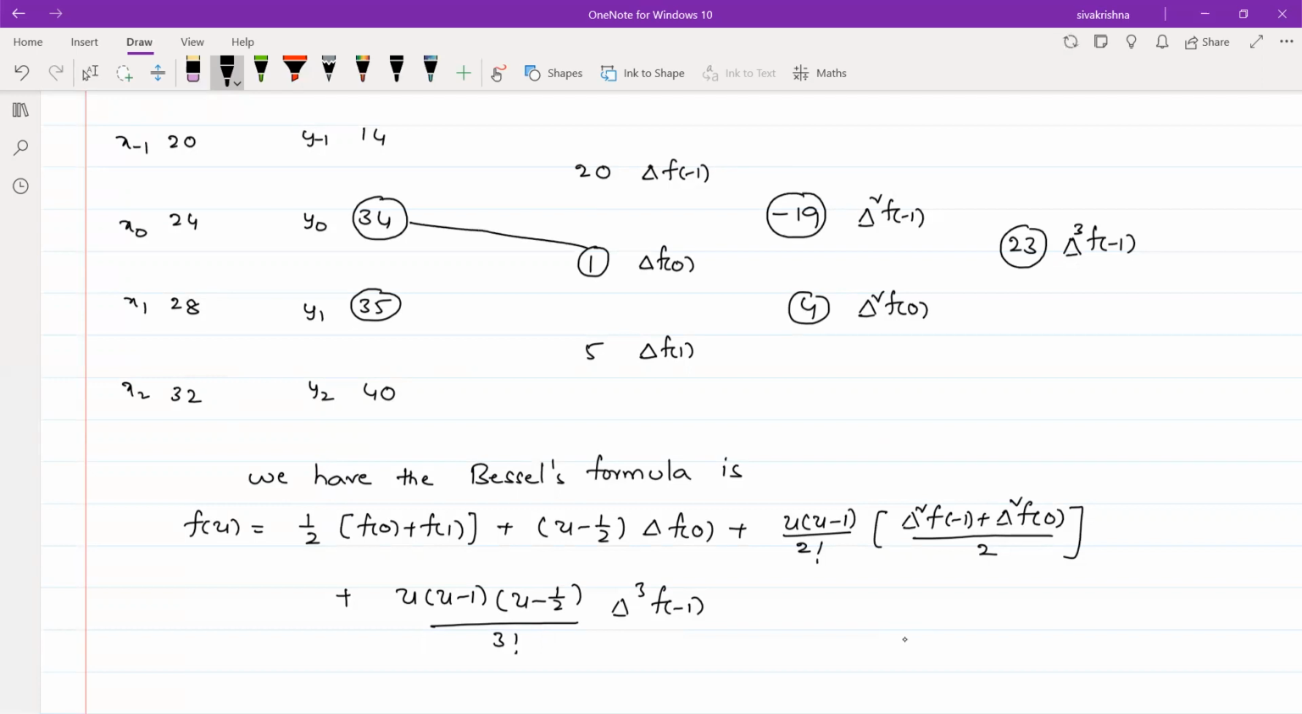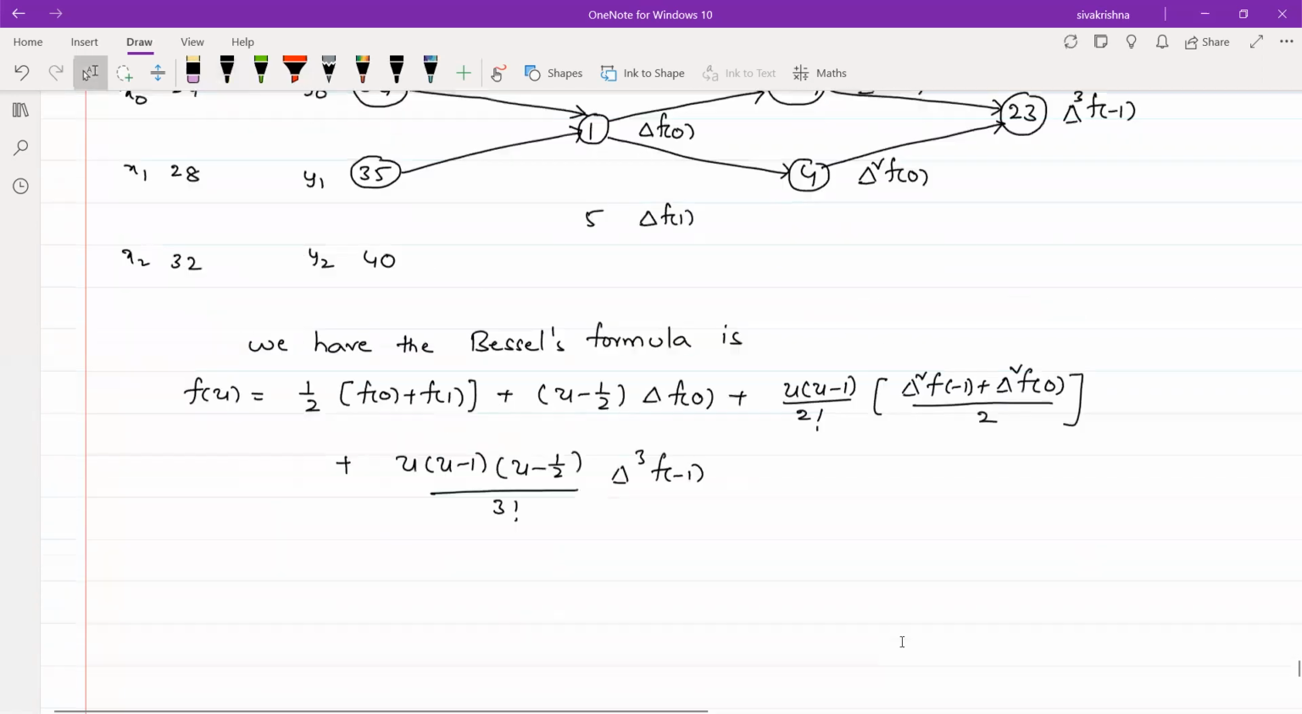In order to identify the terms easily, we are drawing these arrow marks, because then we can substitute the terms in the formula very easily. So from this, we are going to delta cube. So these are the values we have to substitute in the formula. So now we have to substitute.